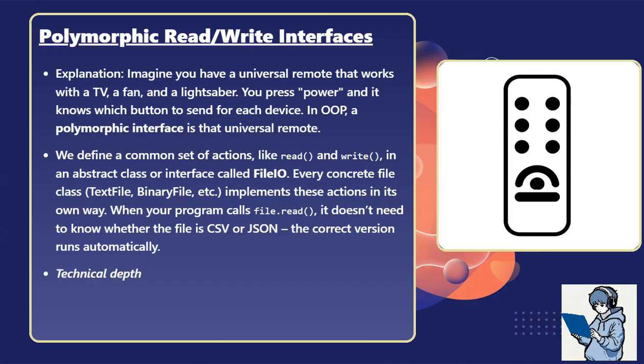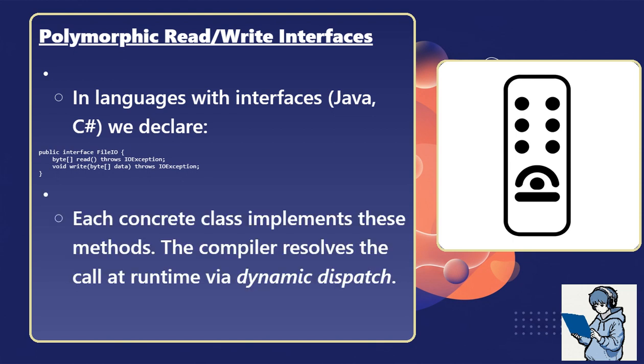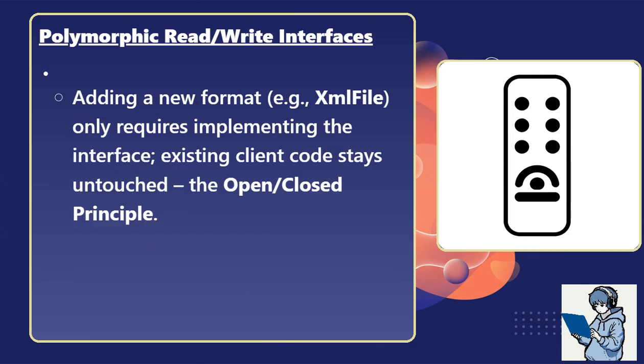Technical depth. In languages with interfaces such as Java or C#, we declare: public interface FileIO { byte[] read() throws IOException; void write(byte[] data) throws IOException; }. Each concrete class implements these methods. The compiler resolves the call at runtime via dynamic dispatch. Adding a new format, for example XmlFile, only requires implementing the interface. Existing client code stays untouched, the open-closed principle.